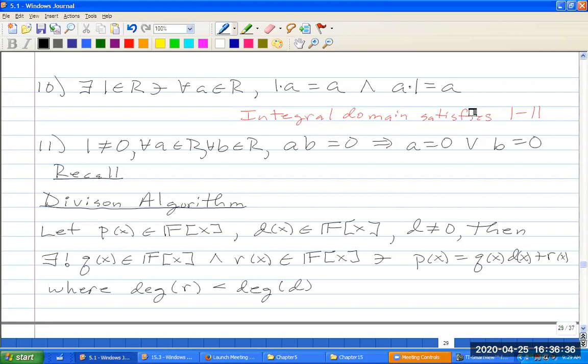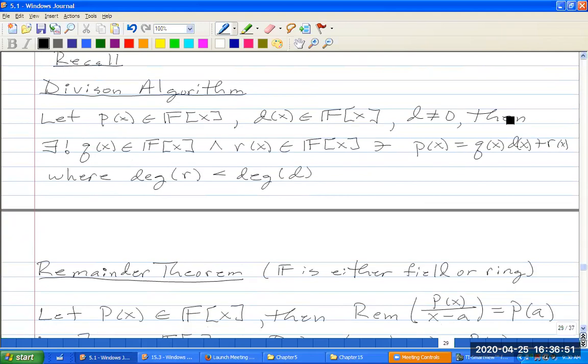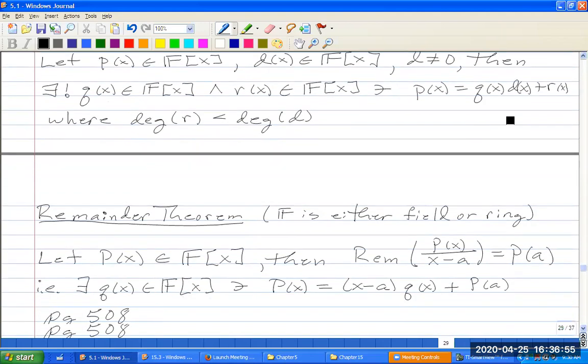Polynomials, more or less, are like integers. So a lot of the properties that work for integers work for polynomials. The remainder theorem.